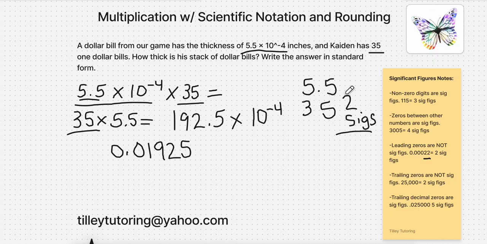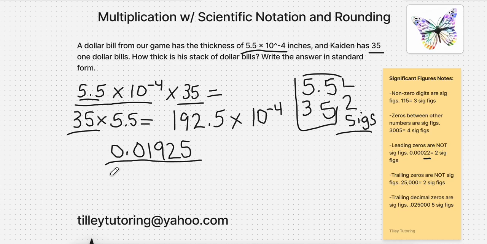If these numbers were different, we would take the number that has the lesser amount of digits, and we would round to that number. So if this was 5.5 and 3, 3 would be 1 significant digit, so we would round to 1 digit. But since both of our numbers have 2 significant digits, that is how we're going to round our answer. So here is our answer.